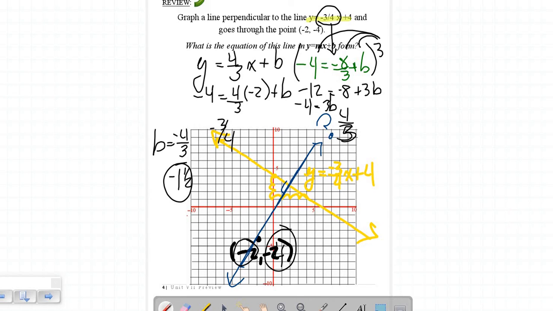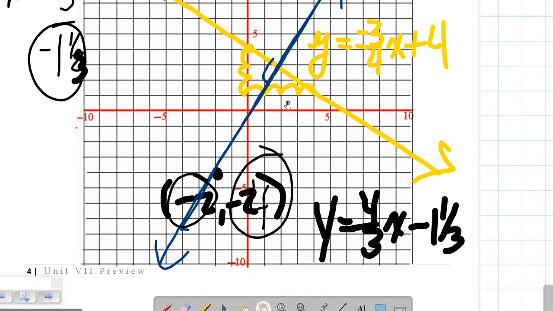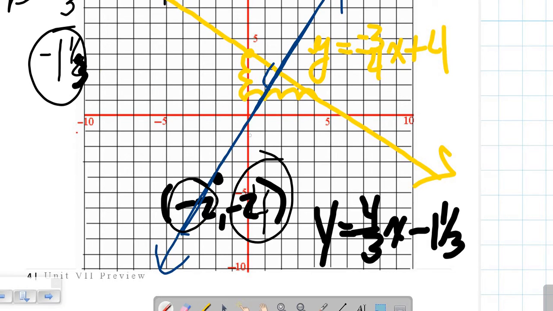So your equation is going to be y equals 4/3 x minus 1 and 1/3. Now, if you look closely when you graph that, that means our intercept should have been approximately about right there, which if we graphed it is probably more accurate than what we originally drew. Yours might be. And yes, that is much closer to a right angle.